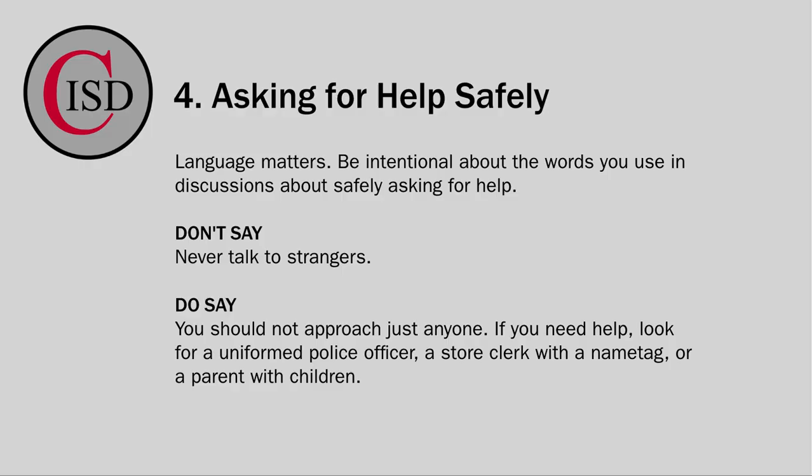It is also important to note that the language you use when having these conversations with your child matters. You want to be intentional about the words you use in discussions about safely asking for help. For example, you wouldn't want to say, "Never talk to strangers," because this is an absolute and is not always true. It is important for your child to have the ability to approach and talk to a stranger when they are lost. So phrasing your sentence differently could sound like, "You should not approach just anyone. If you need help, look for a uniformed police officer, a store clerk with a name tag, or a parent with children."